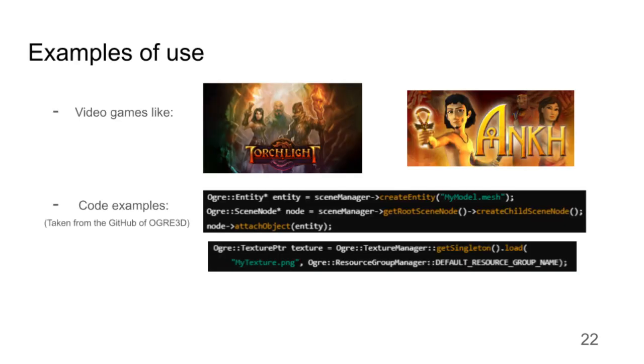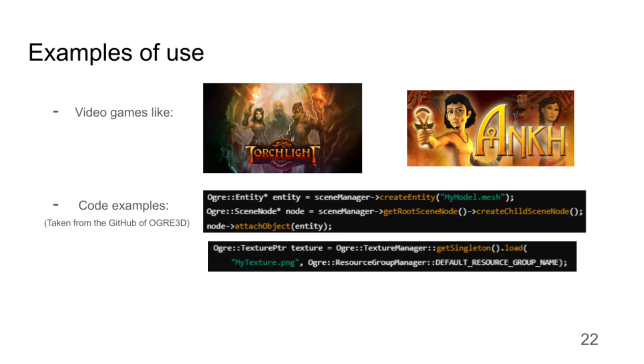Examples of use. There are several games that use OGRE3D's resource management system. For instance, Torchlight uses OGRE3D's model and texture management system to achieve its colorful visual style. Another one is Ankh, which uses OGRE3D scripts to manage materials and batch resource loading.